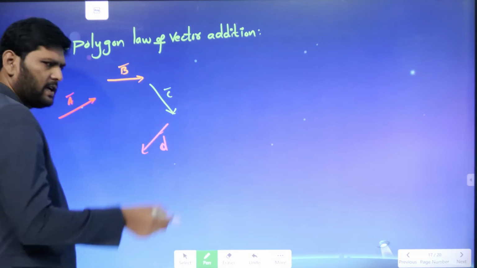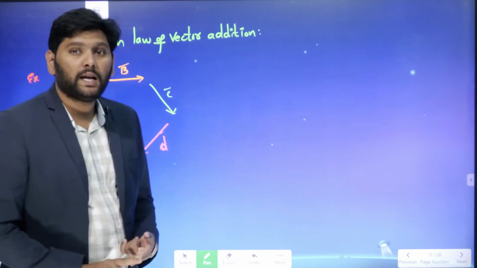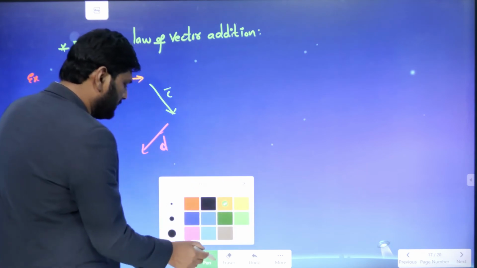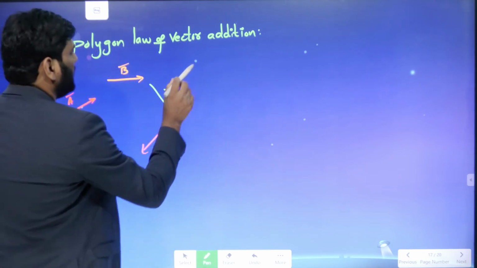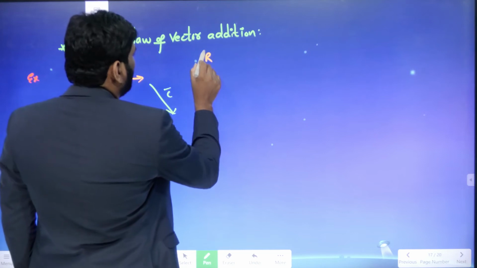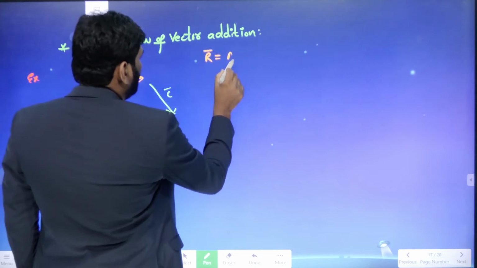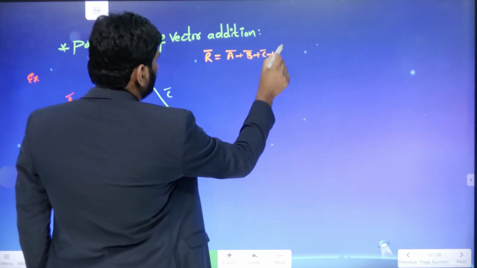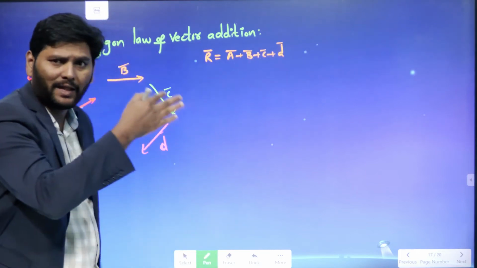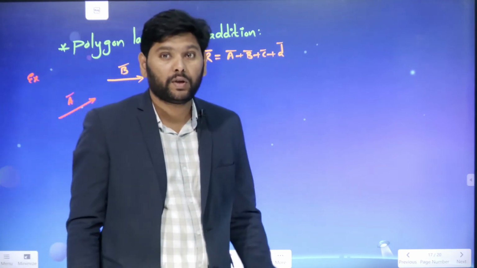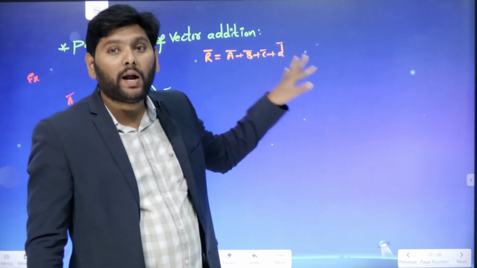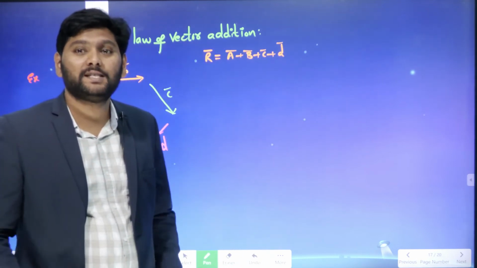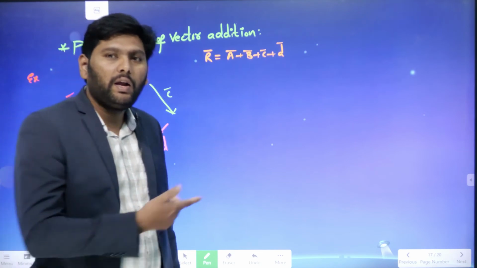This is the way many vectors we are having. Now what is the addition of the vectors? You know, you can write this mathematically as resultant vector R bar is equal to A bar plus B bar plus C bar plus D bar. This is the way you can represent it mathematically. But I want this in a diagrammatical way. Now I will do that.